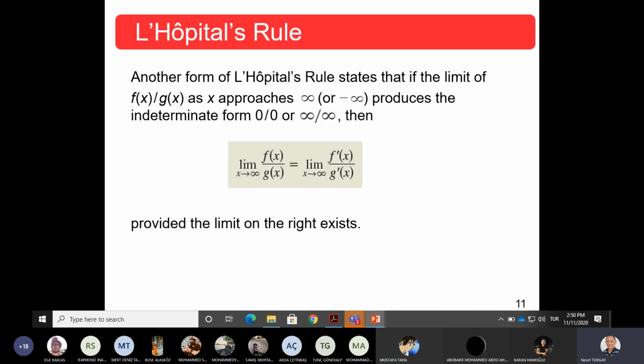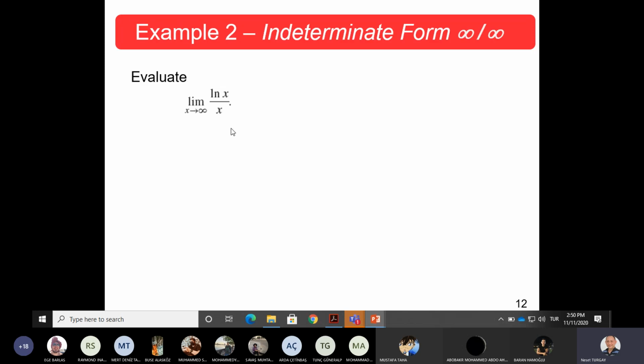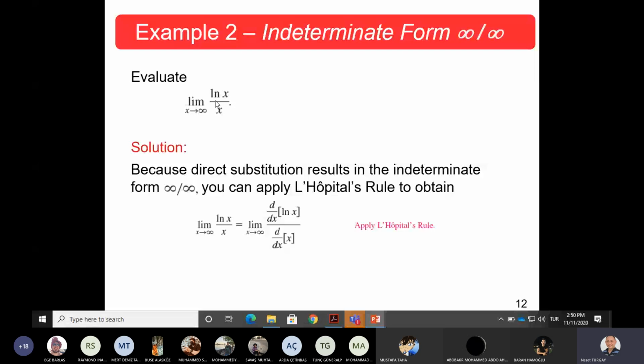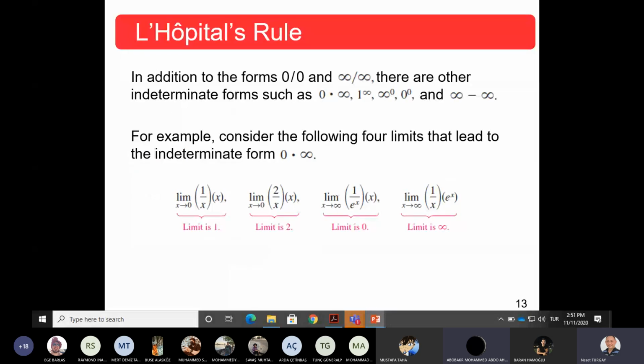Now, let me check. Yeah, this one is a similar example. This goes to where? Infinity over infinity. You use the chain rule. Can you see that? Derivative of ln x is 1 over x. Derivative of x is 1. So after all, this turns to this form, and this is equal to 0. Are you okay? It's okay, sir. You are perfect. My friend, now I'm stopping here.